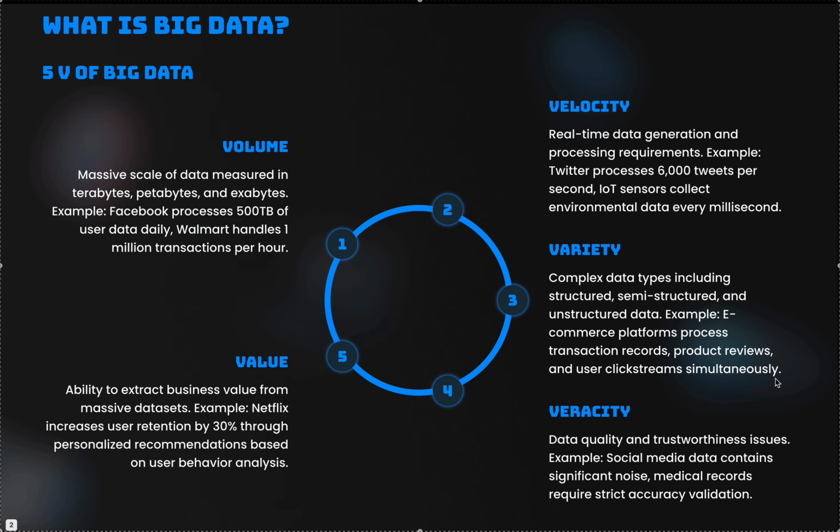Volume, massive amount of data being generated. Velocity is how fast the data is produced and processed. Variety is different types of data, that may be text, images, videos, logs, etc. Veracity is the uncertainty and quality of data. Value is the meaningful insights we extract. These 5 V's are exactly why organizations require new technologies like Hadoop.